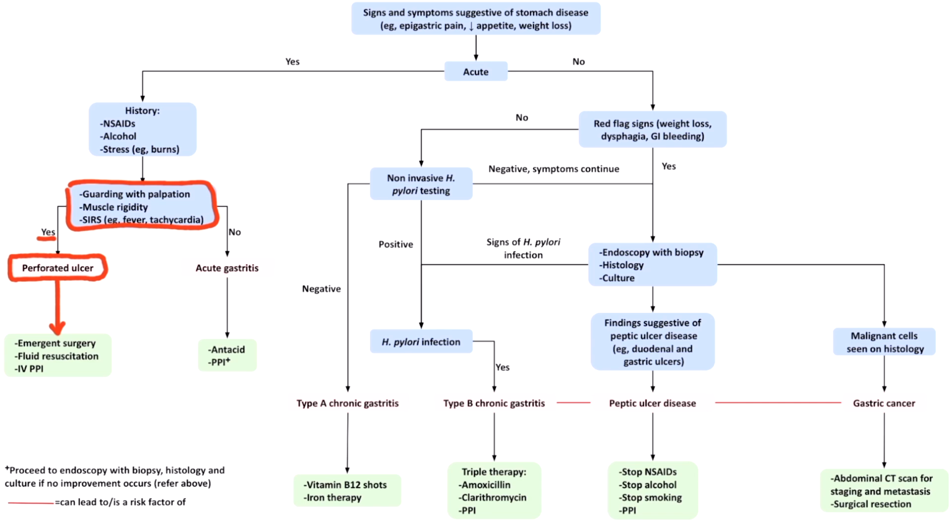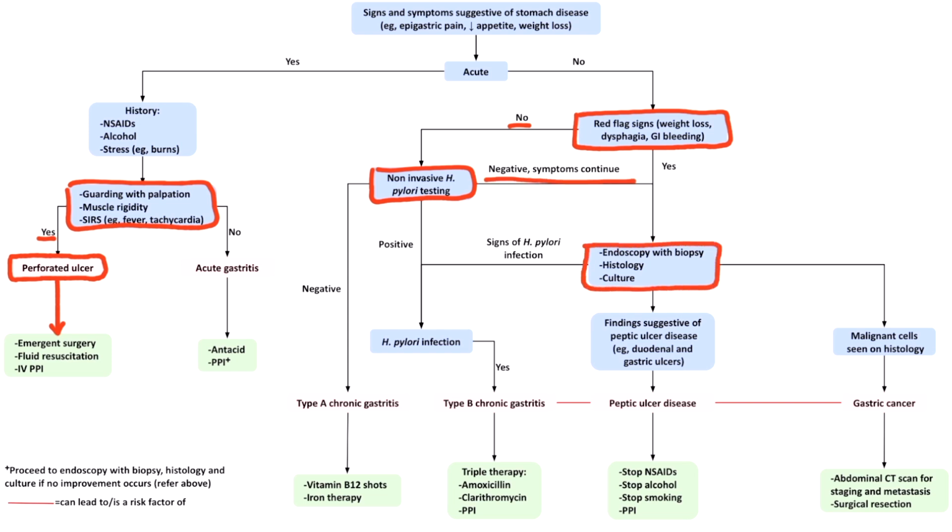However, if the symptoms are chronic with no red flag signs, then the patient should undergo non-invasive testing for H. pylori. If this is negative and they continue to have symptoms, then they should undergo an endoscopy with biopsy to further investigate for a cause of their chronic abdominal problems. The patient should also undergo an endoscopy if they have any red flag symptoms such as weight loss or dysphagia, or if they are positive for H. pylori but do not improve after treatment.